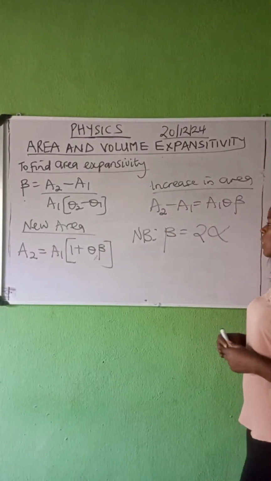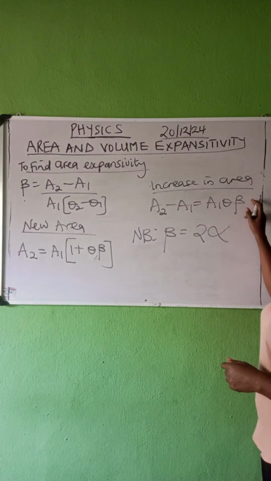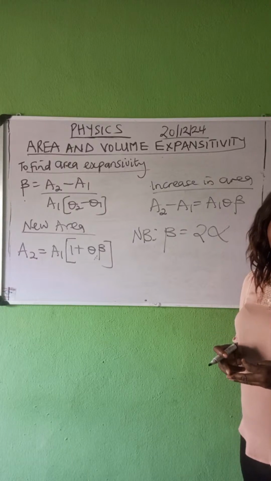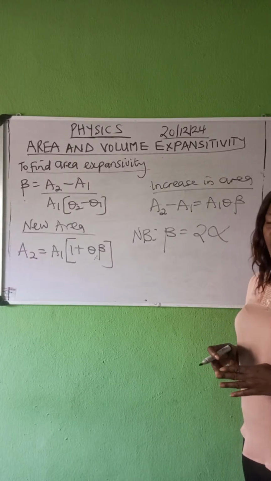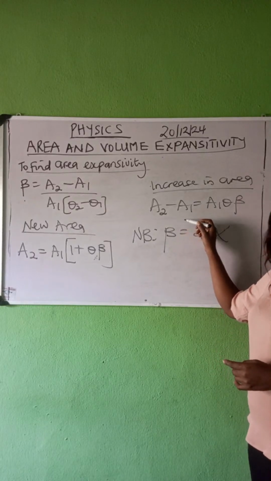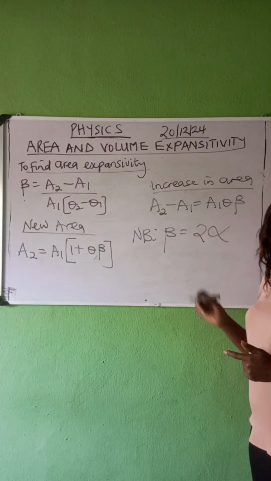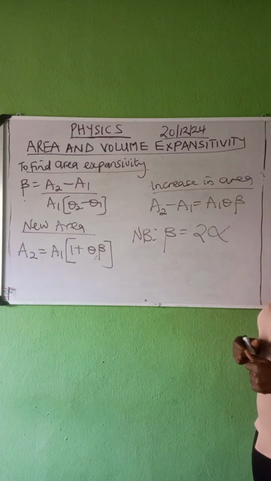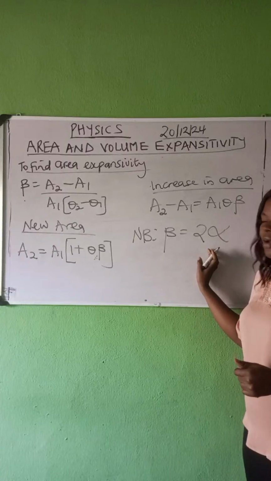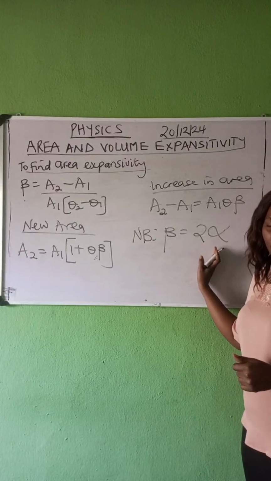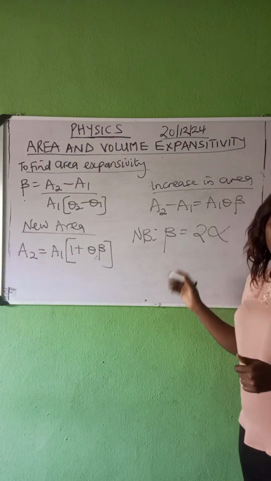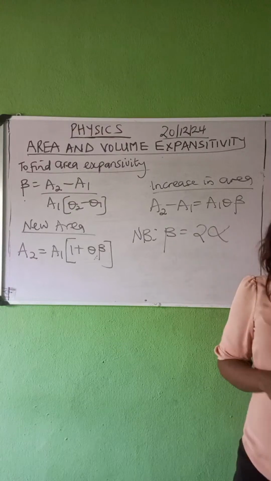Now, the next one is for you to get the increase in area. It can be called increase in area, change in area, expansion in the area, or safety gap in the area. So it's still the same thing. And the formula is A2 minus A1 equals A1 theta beta. Is that clear? Beta is equal to 2 alpha. So if you are given an alpha, which is the linear expansivity, just multiply by 2. Whatever you get becomes your beta. Is that clear? All right.